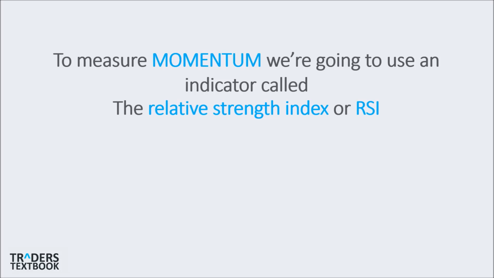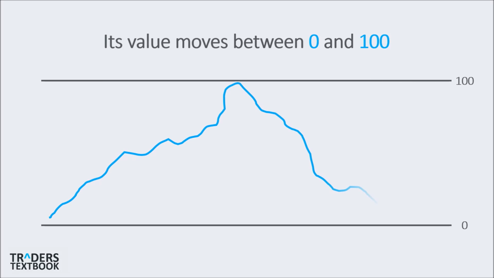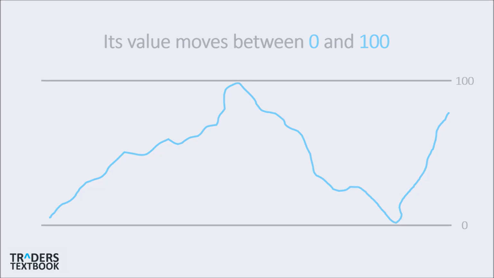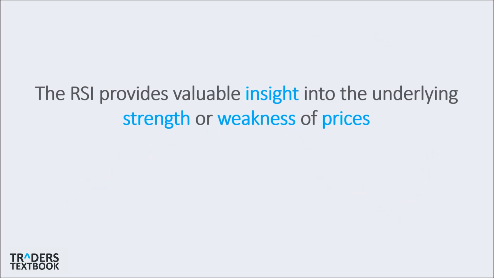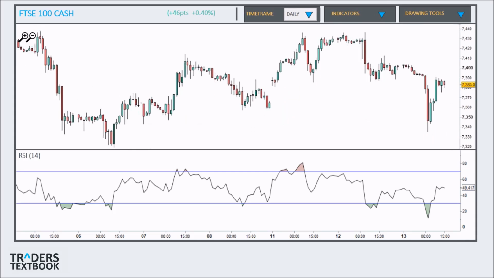The RSI is an indicator whose value moves back and forth between 0 and 100. So it is pretty easy to read and provides valuable insight into the strength and weaknesses of prices. If we bring up a chart and add an RSI, we can see it here fluctuating between 0 and 100. As an indicator, the RSI can be used in a few different ways. We're shortly going to look at 2 ways in particular. But for now, let's understand how we read the RSI.